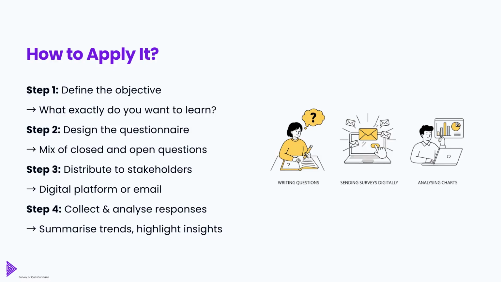How do you apply surveys effectively? Step 1. Define the objective. Be clear about what you want to learn. Step 2. Design the questionnaire, mixing closed questions for numbers and open questions for deeper insights. Step 3. Distribute it digitally or by email so it's easy for stakeholders to respond. Step 4. Collect and analyze the responses, summarizing trends and key insights to guide decisions.